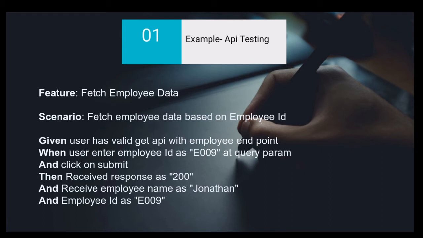So I used the N button over here. Then I will receive response 200. This will be my HTTPS response, and I will receive employee name as Jonathan, and again in my response I will receive employee ID as E009. So there are only two verifications I have to do. I've just tried to cover this in only one scenario.